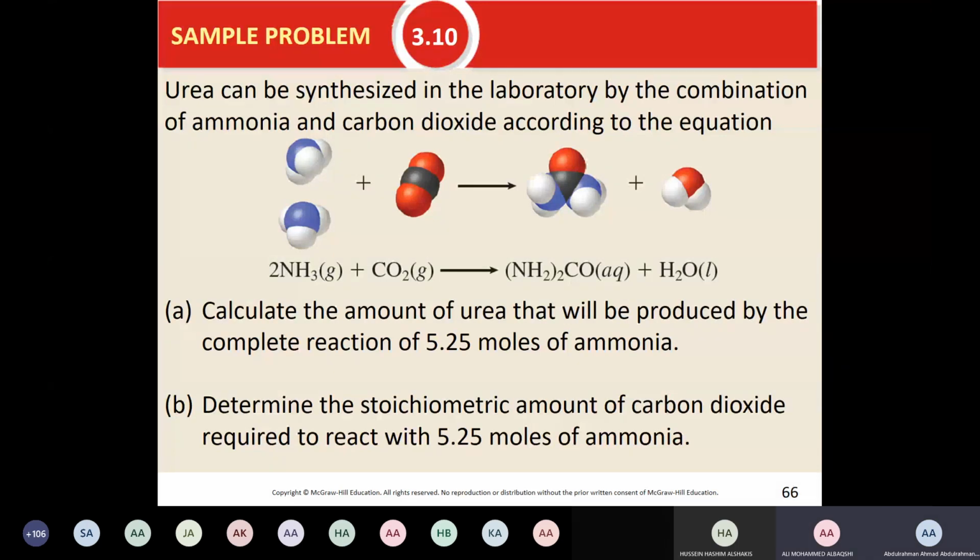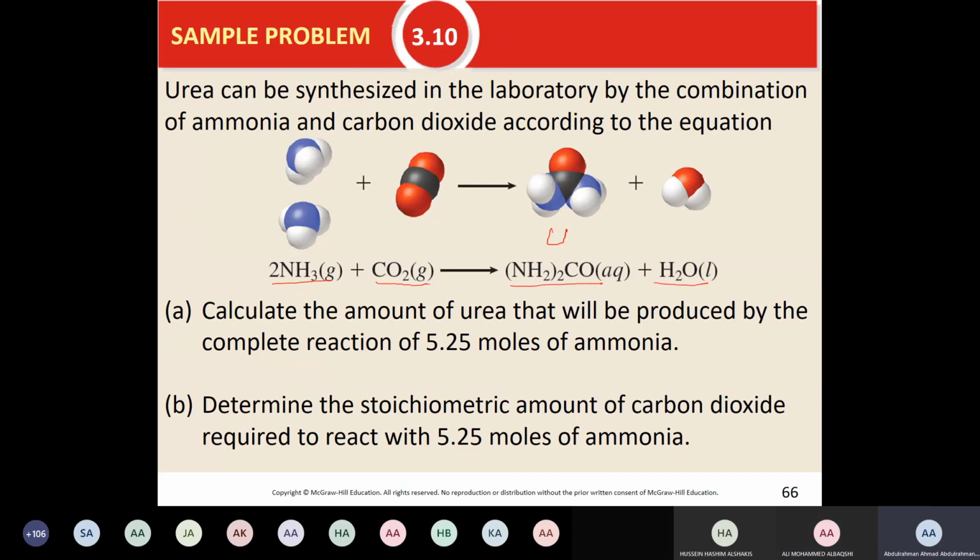You have this reaction. All right? This is the reaction now. Ammonia will react with CO2 to give you urea plus H2O. All right? This is the reaction. I read it for you. Now, calculate the amount of urea, which this is urea. I'll write U so that you remember. That is produced by complete reaction of 5.25 mole of ammonia.